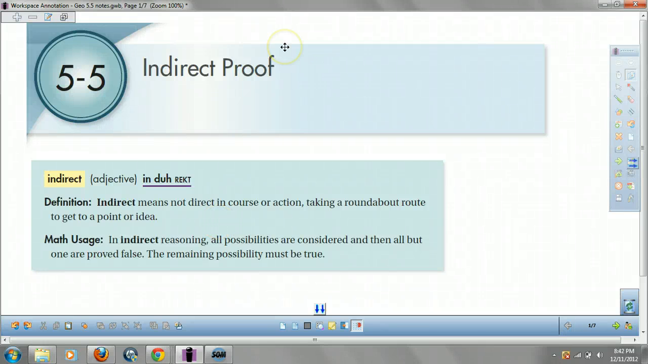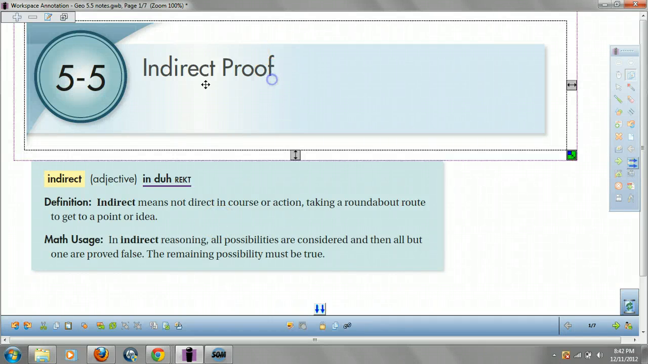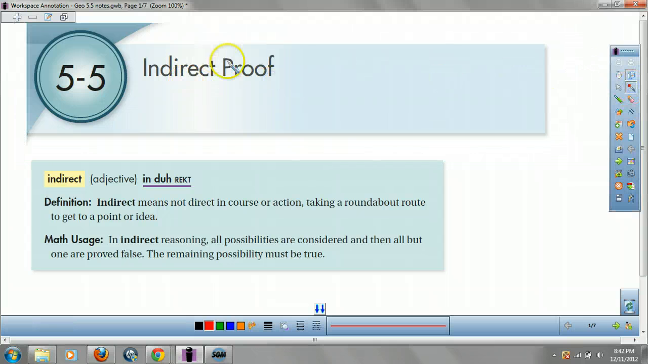Today we are going to look at 5.5 Indirect Proofs. Uh-oh, the dreaded P word.